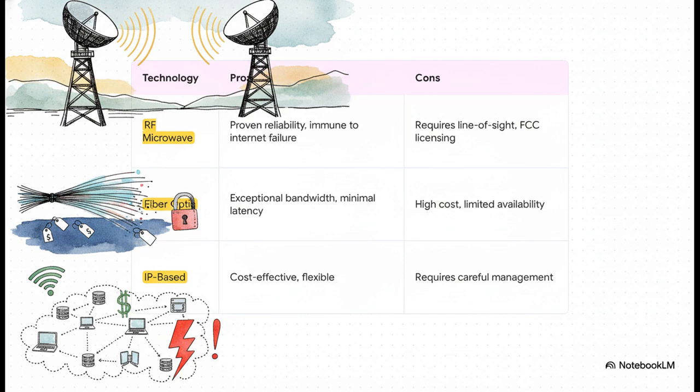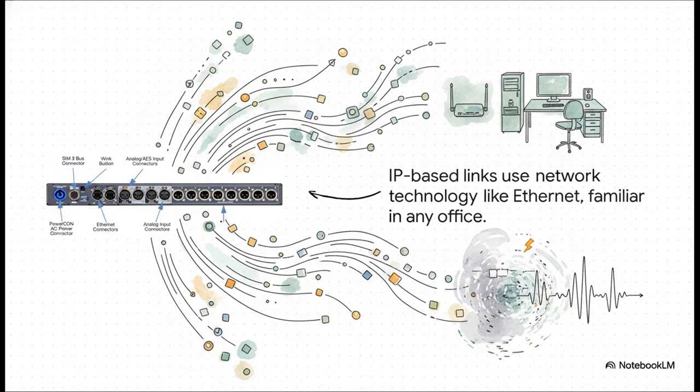And finally, there are the IP-based links, the ones that use the internet. They're super flexible, way more cost-effective, but, and this is a big but, they bring out a whole new set of challenges around reliability and delay that you really have to stay on top of. When you get right down to it, these IP-based systems are using the exact same kind of technology that connect your computer at home or in the office.